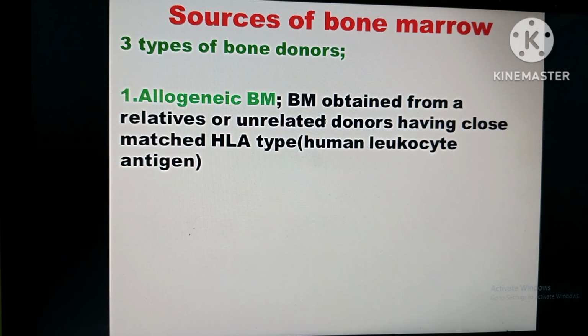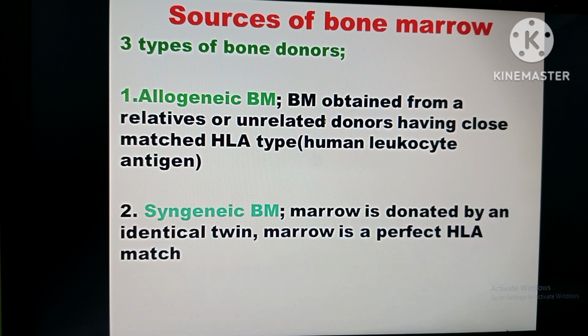The first one is allogenic bone marrow donors, which means bone marrow obtained from relatives or unrelated donors having a closely matched HLA type, meaning human leukocyte antigen. This has to match from the donor to the antigen. They will take samples from both the donor as well as the recipient. If they match, transfusion is done, otherwise no.